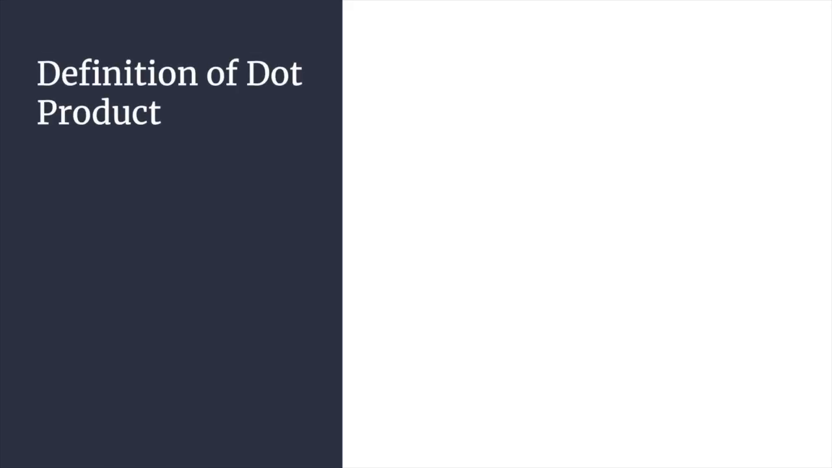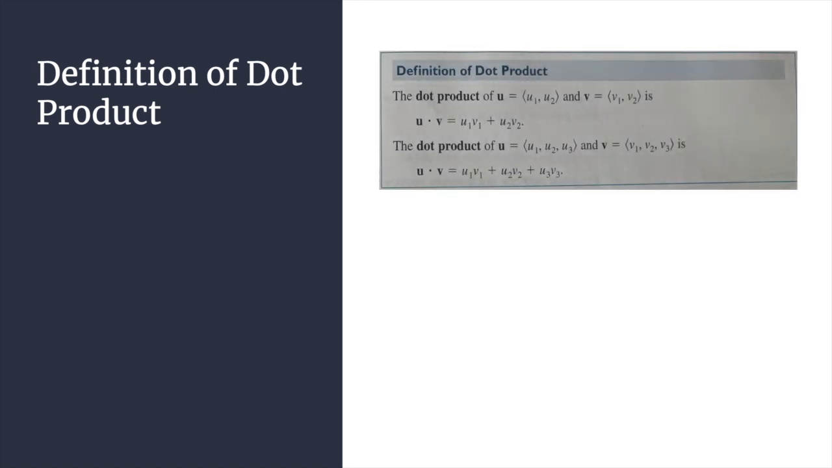So the definition of dot product. The dot product of vector u equals u1, u2, and vector v equals v1, v2. So u dot v, the two vectors, would equal u1 v1 plus u2 v2.